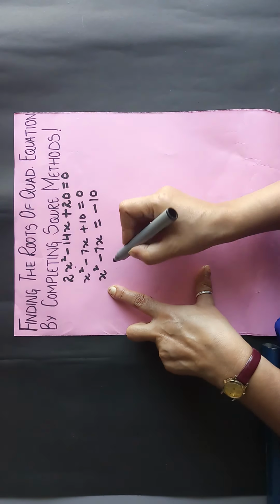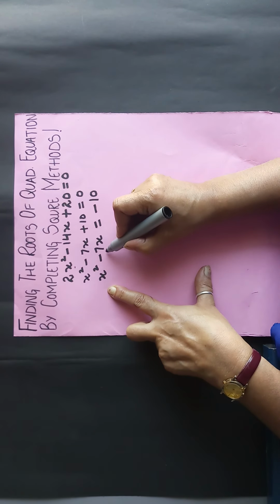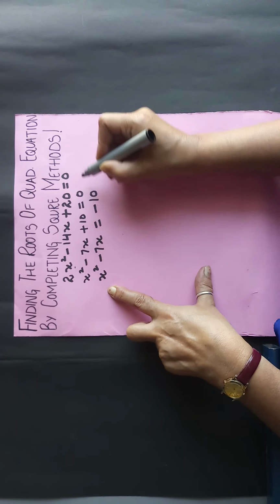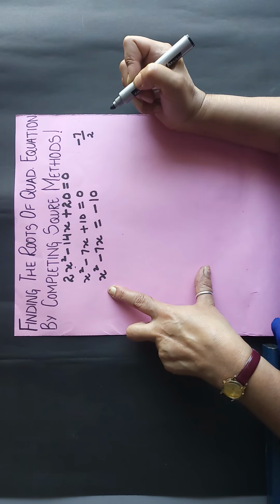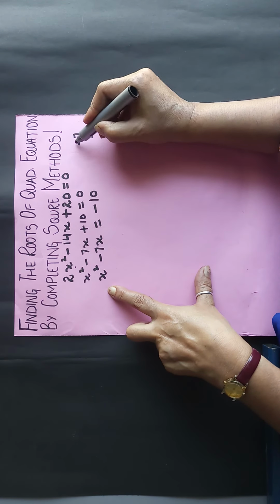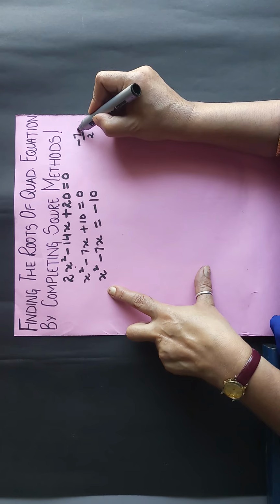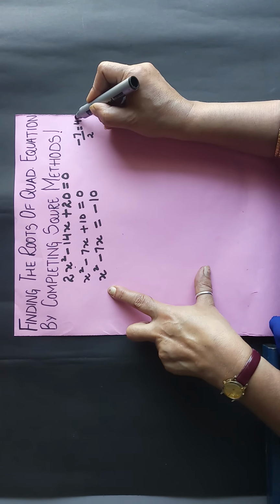Now third is that find out the half of the coefficient of x. Now in this case, what is the half of the coefficient of x? Minus 7 by 2, right? So find the square of that. What is the square of that? 49 by 4.